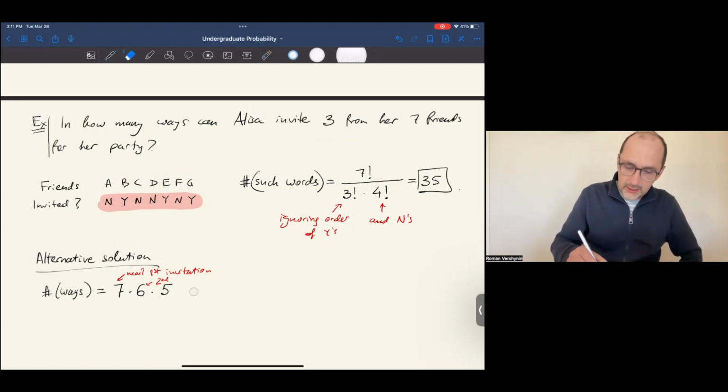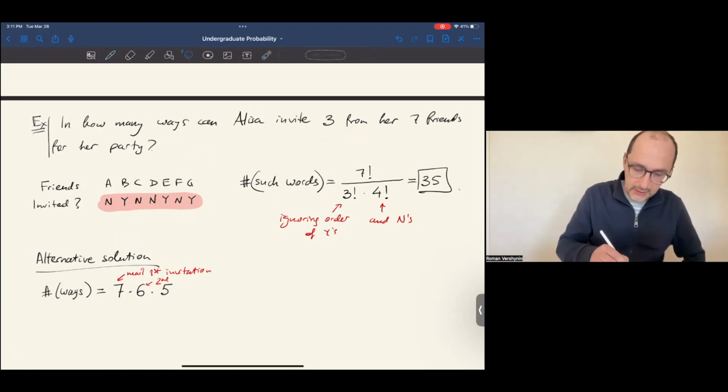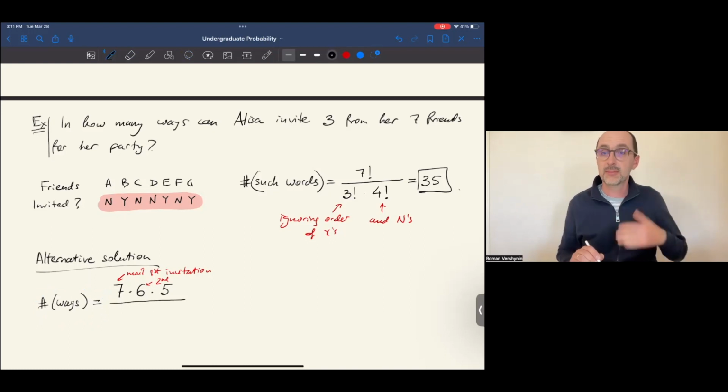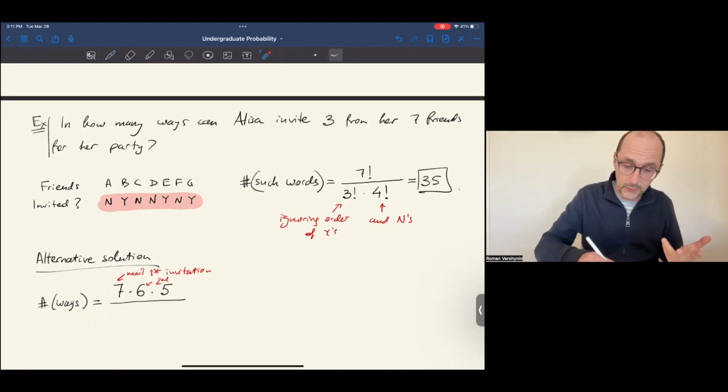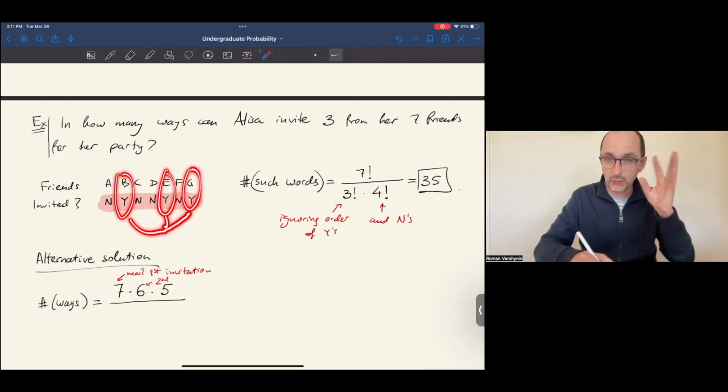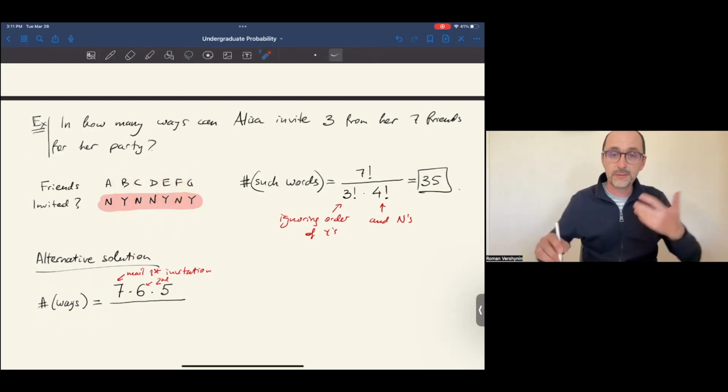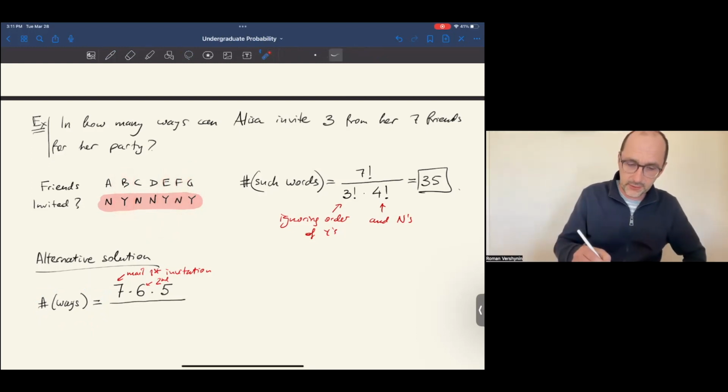And so what we have to do is correct this solution, correct the overcounting. How much did we overcount? Well, obviously we overcounted by 3 factorial. This is how many possible reorderings of invitations there are. Divided by 3 factorial. And let's check that this is correct.